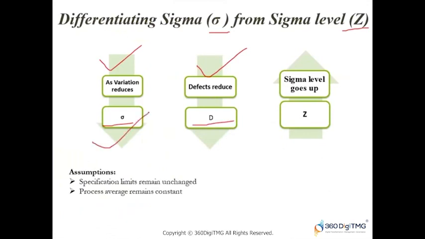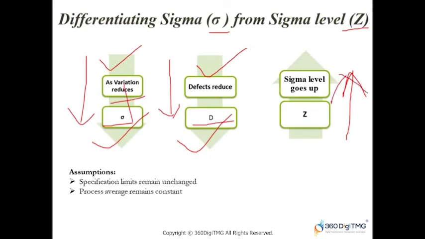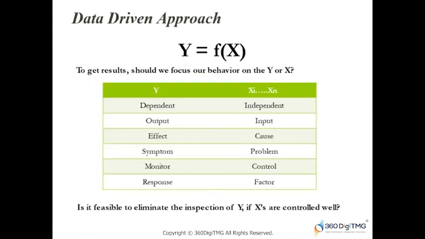As the variation reduces and the defects reduce, your sigma level goes up, which is your 6 sigma. Or if you want to attain 6 sigma, your variation and the defects should reduce. Going back to the definition of 6 sigma, which we discussed in the first few slides, 6 sigma is all about reducing variation and reducing the defects, right? There are a few assumptions: that specification limits, or the customer requirements and goals, do not change, and the process average remains constant. Those are the two assumptions.